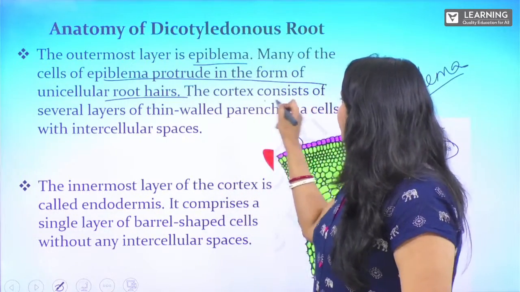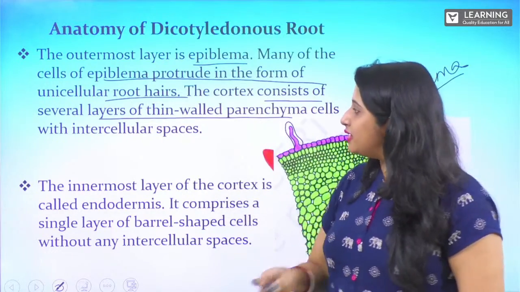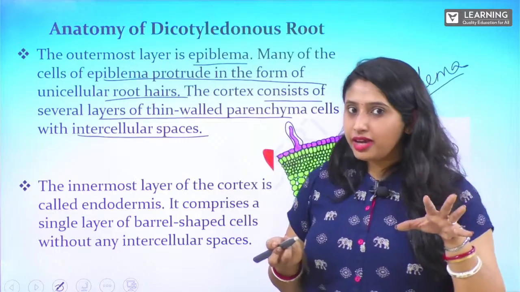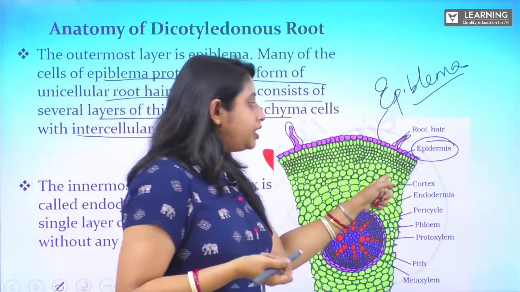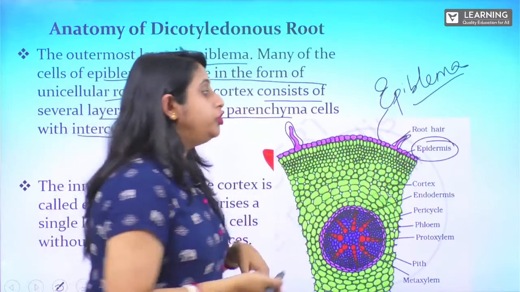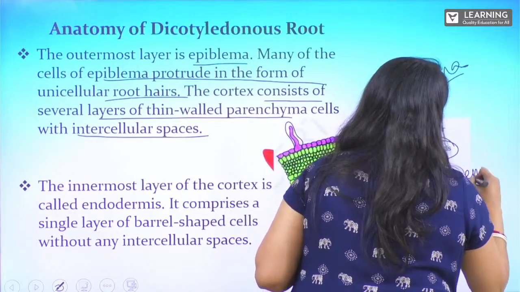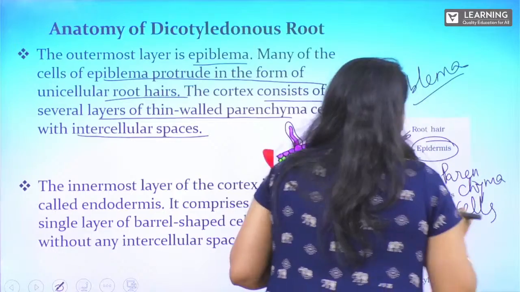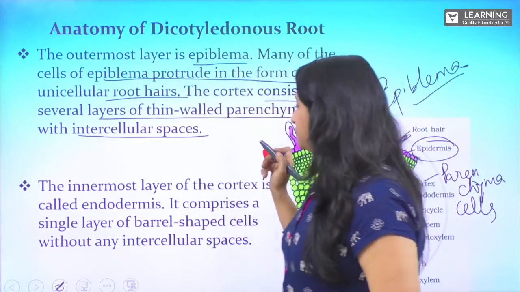The cortex consists of several layers of thin-walled parenchyma cells with intercellular space. As I have drawn in the diagram where I have shown the cortex, this cortex is made up of which type of cells? It is made up of parenchyma cells, and the parenchyma cells will have intercellular space.